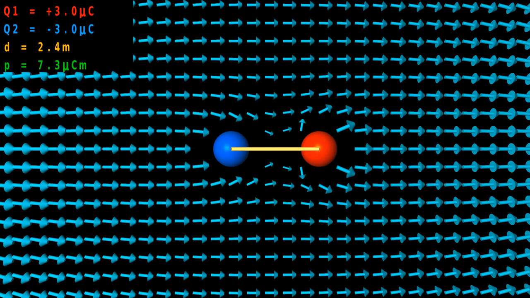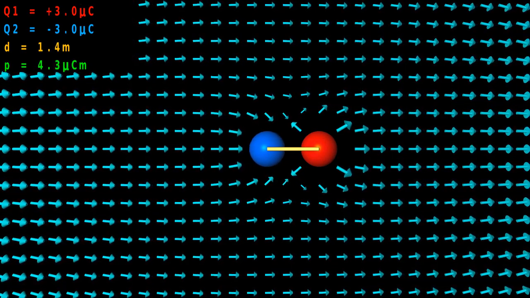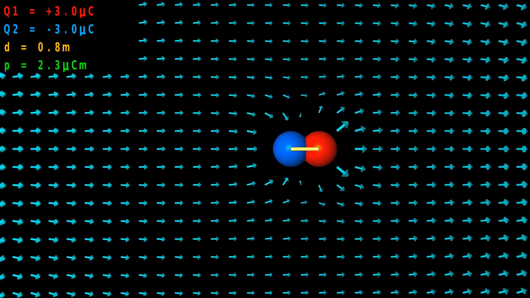There is a feedback between distortion polarization and the external field. With increasing external electric field, the distance between both charges is increasing too. Vice versa, the dipole moment tends to zero if the external field fades out.